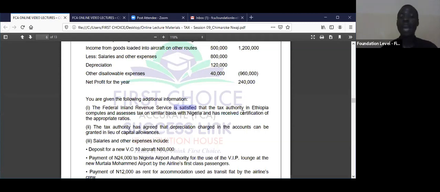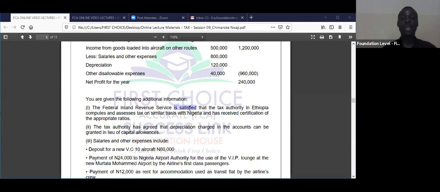And has received certification of the appropriate ratios. What are those appropriate ratios? The appropriate ratio simply means the adjusted profit ratio and the depreciation ratios. So when they are satisfied with the way that you carry out your tax assessment, they are going to certify your ratio. So that is what they are telling you. They are certifying the adjusted profit ratio and the depreciation ratio.